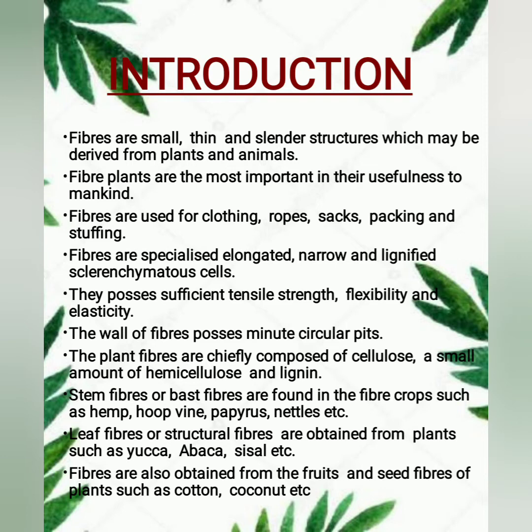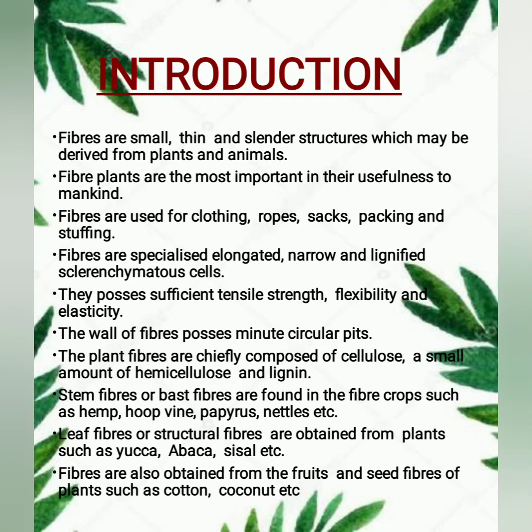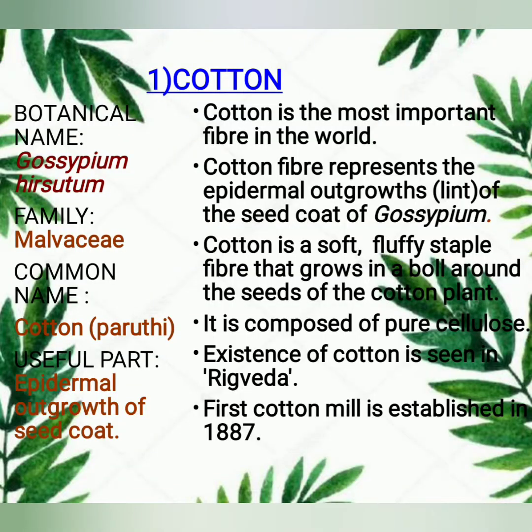Leaf fibers or structural fibers are obtained from plants such as yucca, abaca, sisal, etc. Fibers are also obtained from the fruits and seed fibers of plants such as cotton and coconut, etc. The first fiber yielding plant which we are going to discuss is cotton.